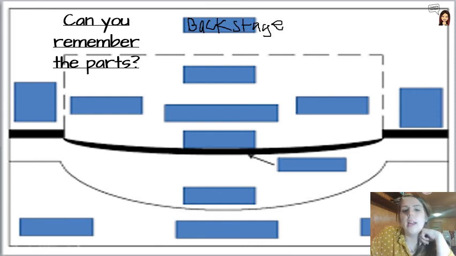But let's go ahead and give you a quiz. After you write backstage in the appropriate box, I want you to flip your notes pages over so you can't see what we just labeled. And let's see how much you know just right off the bat. Think about some of the tools that I was telling you to help you remember these different areas of the stage.